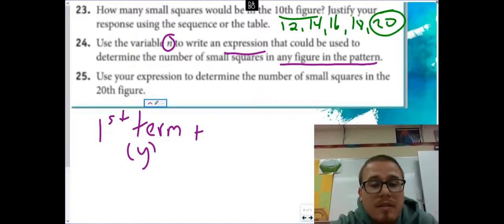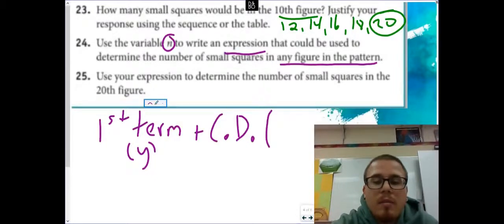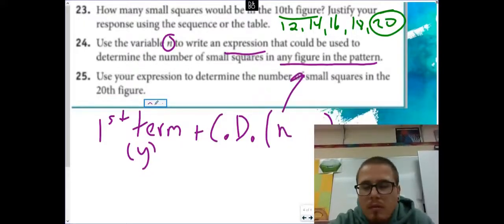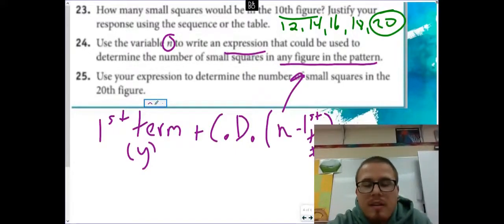So the common difference in this case is something that's going to go here. And then to figure out how many times you can add on the common difference, you have to multiply by something. And we multiply by n, which in this case is any figure number in the pattern, whatever we're looking for. And then we're going to subtract the first term number, and that's an x value. So if the first term in your table has an x value of 1, that's where that 1 goes.